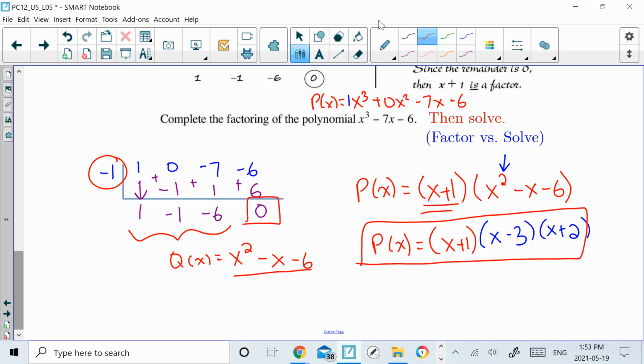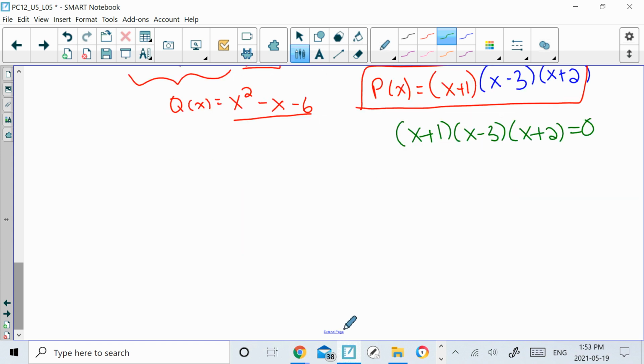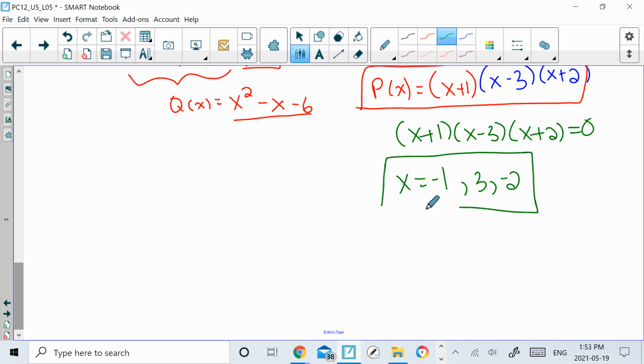So when we solve, what we're going to do is let our factors equal 0. So you're going to write x plus 1, x minus 3, x plus 2. When you're solving, you must write equal to 0. From here, you can look at each factor and say what the root of each factor would be. So this factor would be -1. This factor, the root would be 3, and this factor would be -2. These are the zeros or the roots or the x-intercepts of my graph.